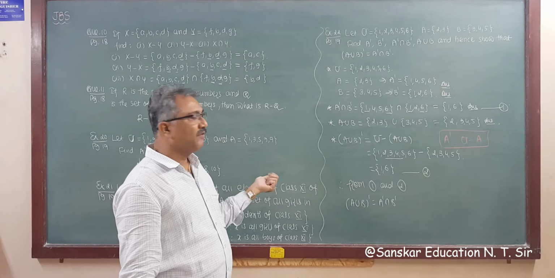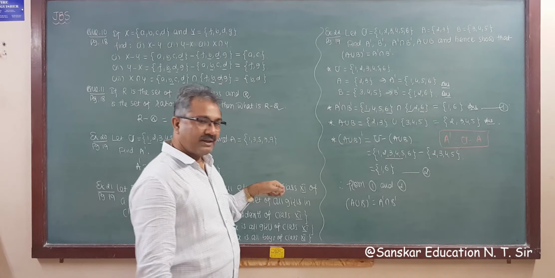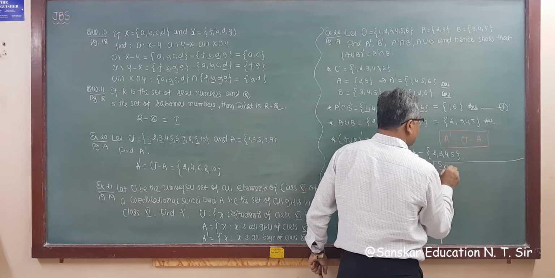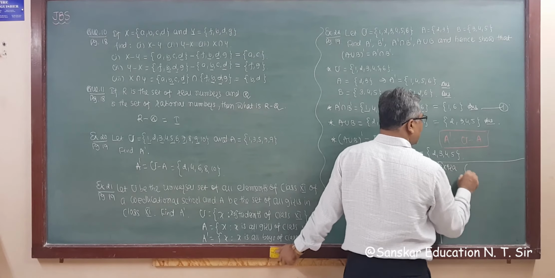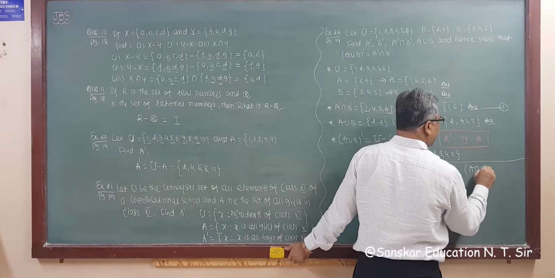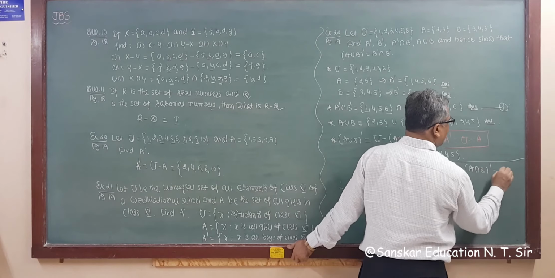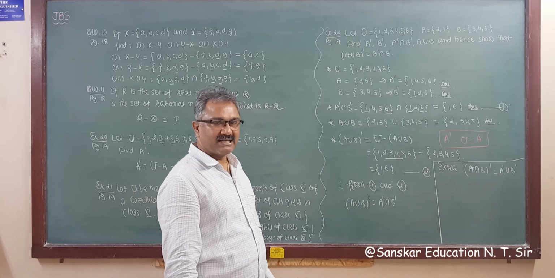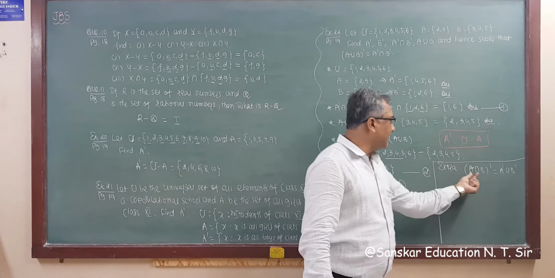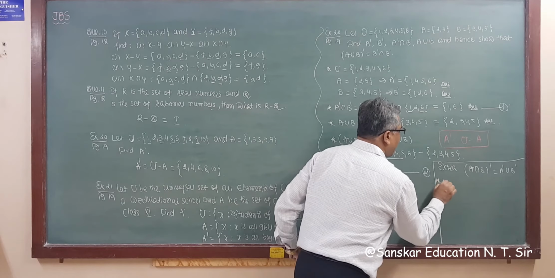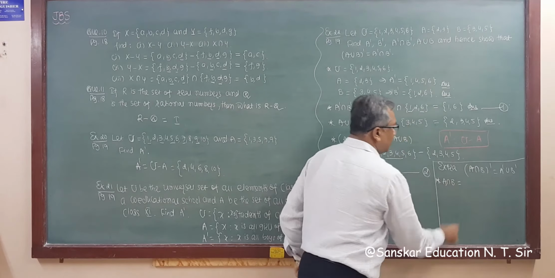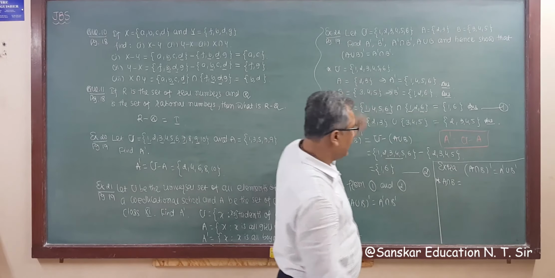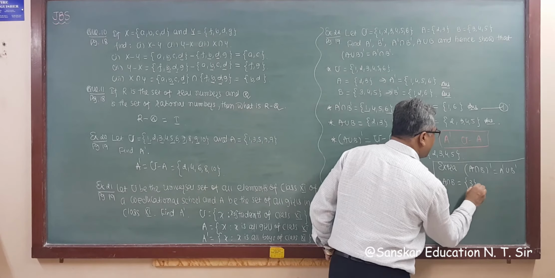Now if you want to verify another De Morgan's law, this is extra, right? We are solving this extra. Another De Morgan's law is A intersection B whole dash is equal to A dash union B dash. That means first we require A intersection B. So the intersection of two sets A and B is only 3. So the answer is 3 for A intersection B.